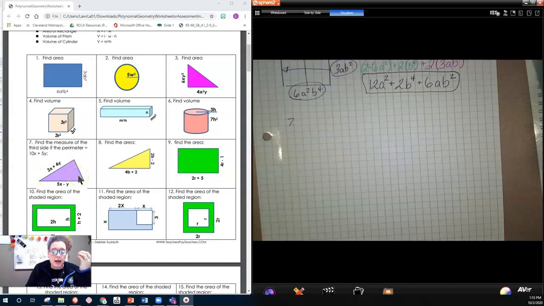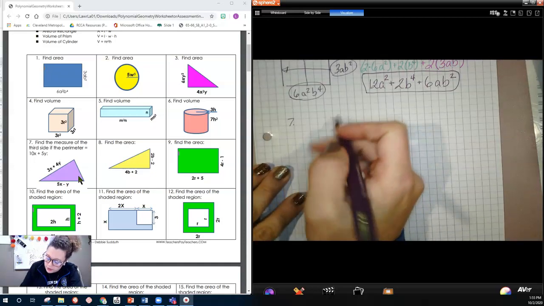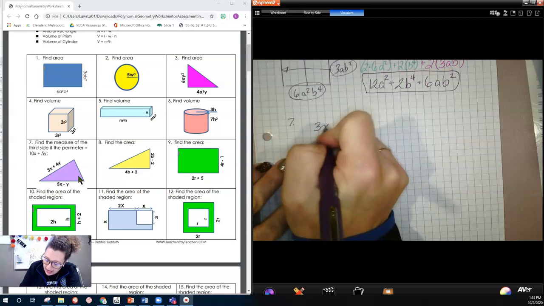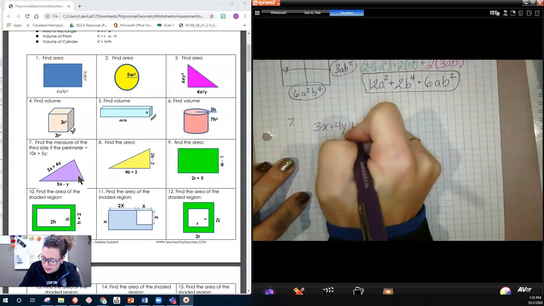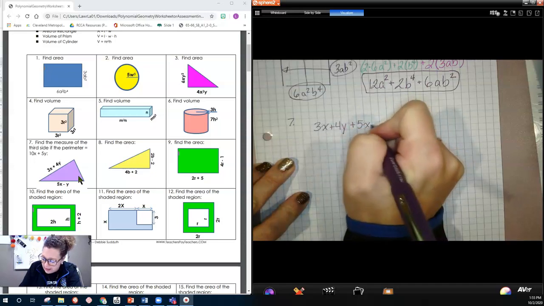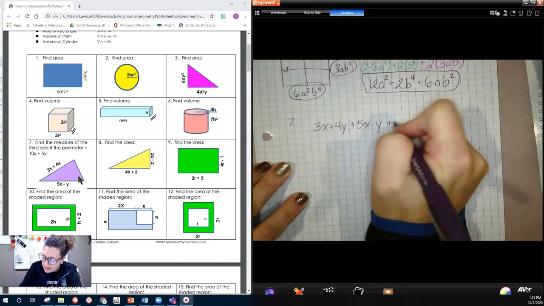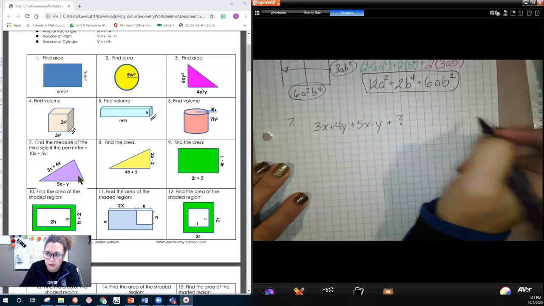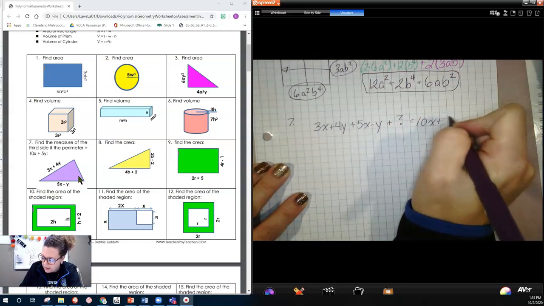So you have to use some knowledge. You know how to find the perimeter of a triangle. You know how to find the perimeter of any shape. To find the perimeter of a triangle, you simply need to add up all the sides. So I know that those three sides, so we have 3x plus 4y plus 5x minus y, that those sides plus some unknown, I'm going to put a little question mark there, has got to be equal to 10x plus 5y.